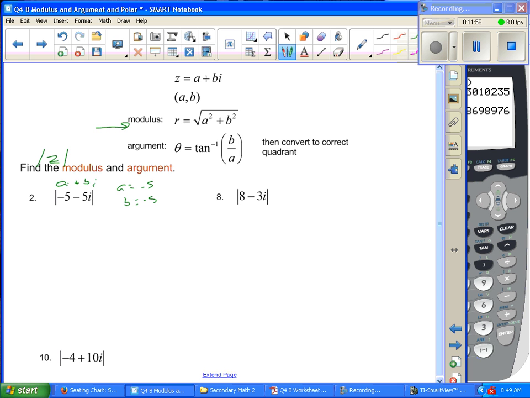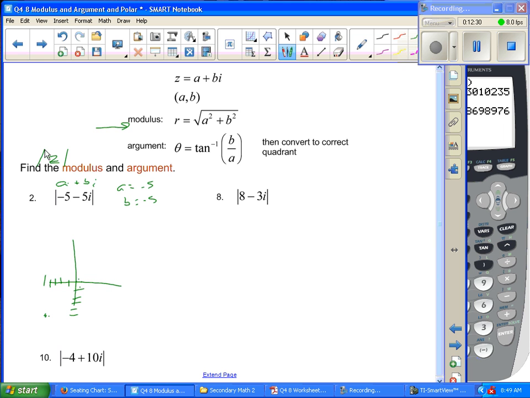Now, before I quickly find this, I'm just going to graph it, because I think sometimes graphing helps you make sure you're in the correct quadrant. So if I were to graph this, I would go negative 5 to the right, and then I would go down 5. So this is the point that I'm doing. When I come up with my argument, I'm going to want to end up with an angle that would get me into the third quadrant. So it's going to have to be an angle greater than 180 degrees. That's just a way to check the reasonableness of your answer.